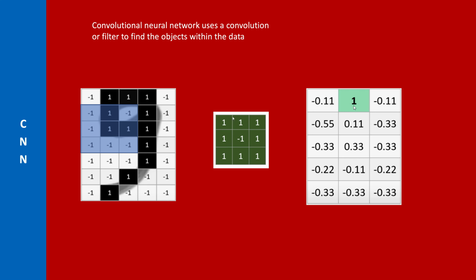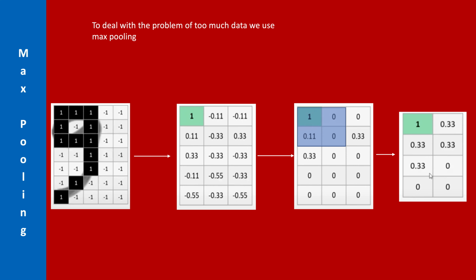Next we use max pooling. Max pooling is used to deal with computation, so if you have very large images and you have a lot of them, then your CNN will become very slow as it has too much data to process. So we will use max pooling. What max pooling does is it converts a 2 by 2 space into one cell, by taking the highest or max number from that space.